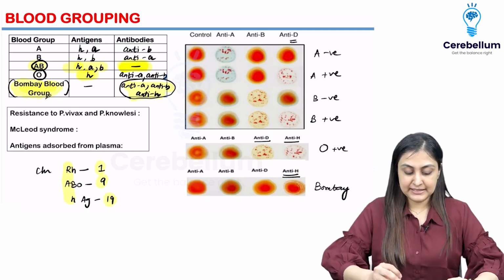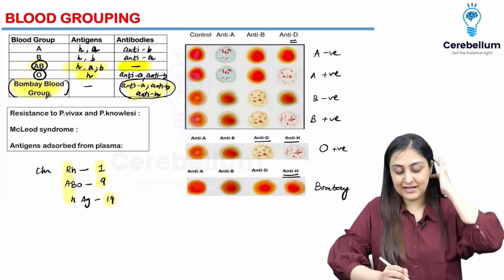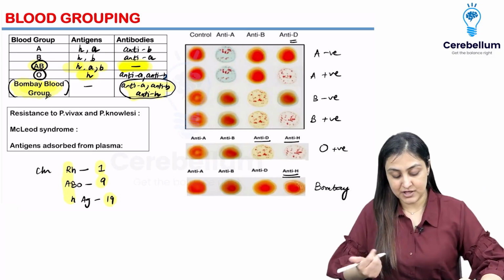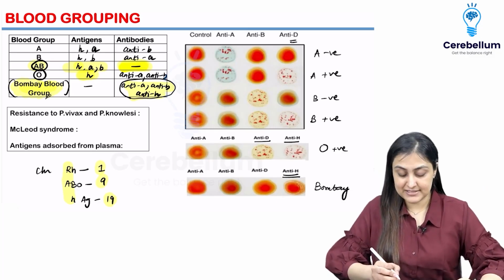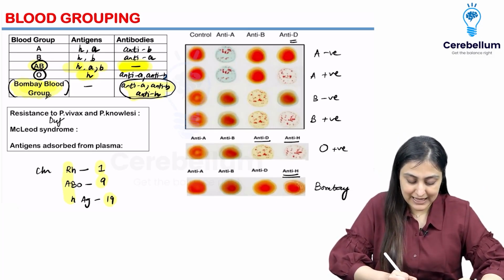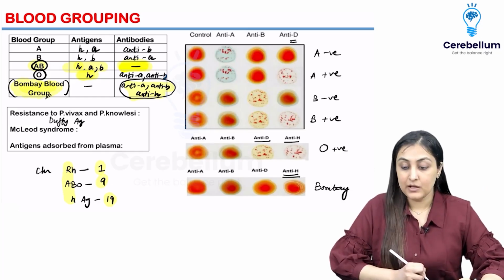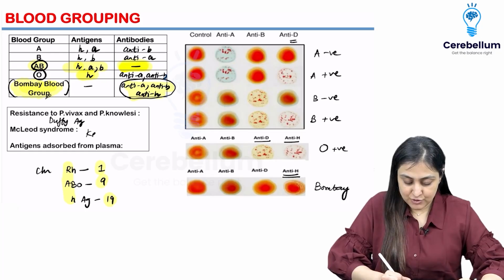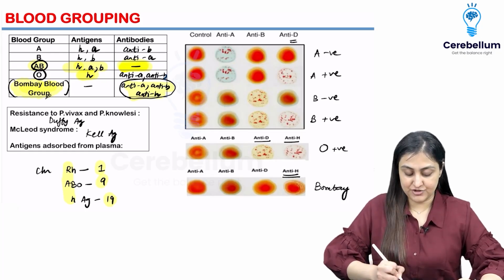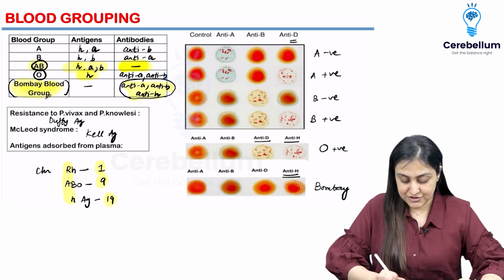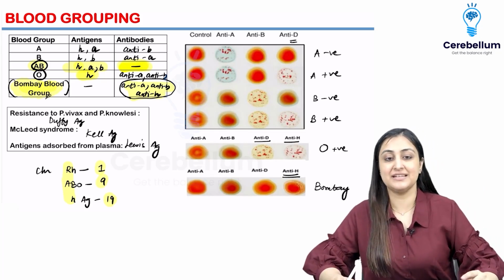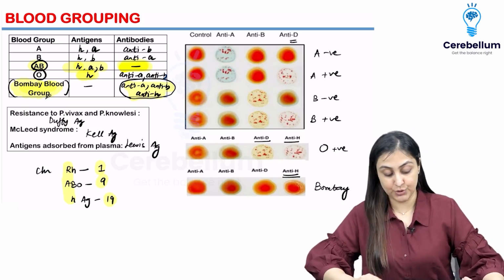Okay, just 3 names I want to tell you. Which is the antigen which gives resistance to Plasmodium vivax and knowlesi? It is the Duffy antigen. What is McLeod syndrome a defect of? Kell antigen. And antigens which are absorbed from plasma, Lewis antigen. So just read these names once, that's good to go.